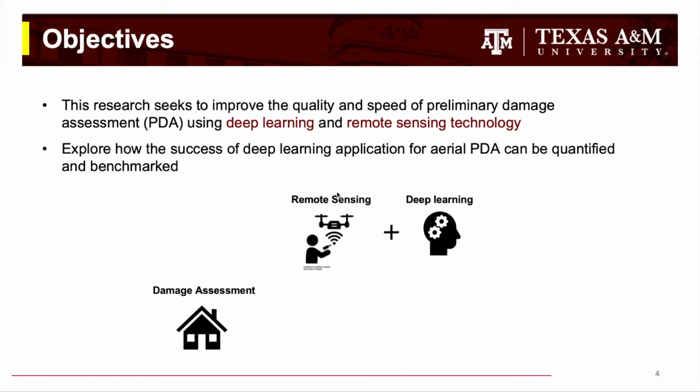However, depending on the size of the affected area, PDA by traditional ground crews can be tedious and resource intensive. For example, after Hurricane Irma in Florida, several PDA teams on the ground took almost 6 days to cover the disaster-affected areas. Therefore, this research aims to improve the quality and the speed of PDA using deep learning and remote sensing technology. Also, we explore how the success of the deep learning application for aerial PDA can be quantified and benchmarked.